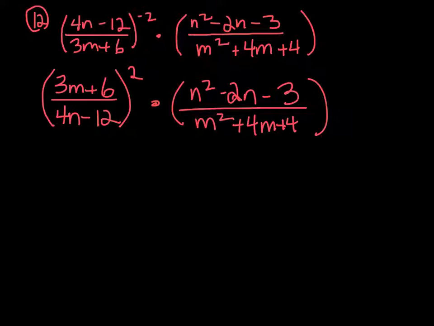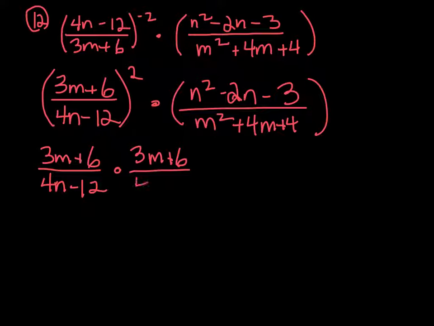Another way we can write that is, when something is squared, like when 2 is squared, that's really 2 times 2, and when 5 is squared, that's 5 times 5. So we write that number twice. In this case, we write 3m plus 6 over 4n minus 12 times another 3m plus 6 over 4n minus 12. It's like double the fun. And then we just bring this down for the ride.